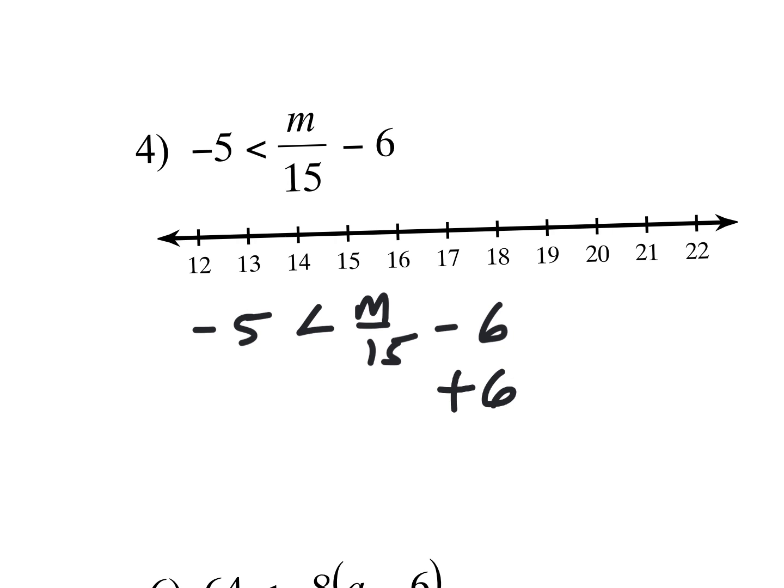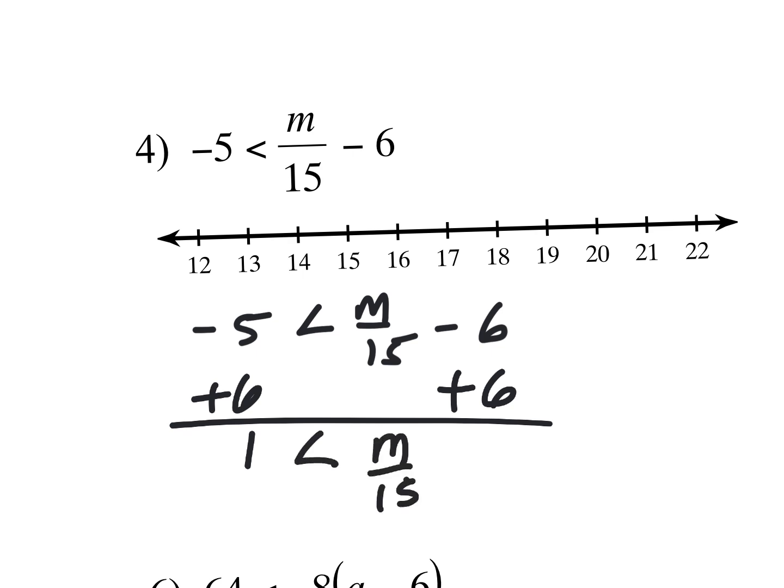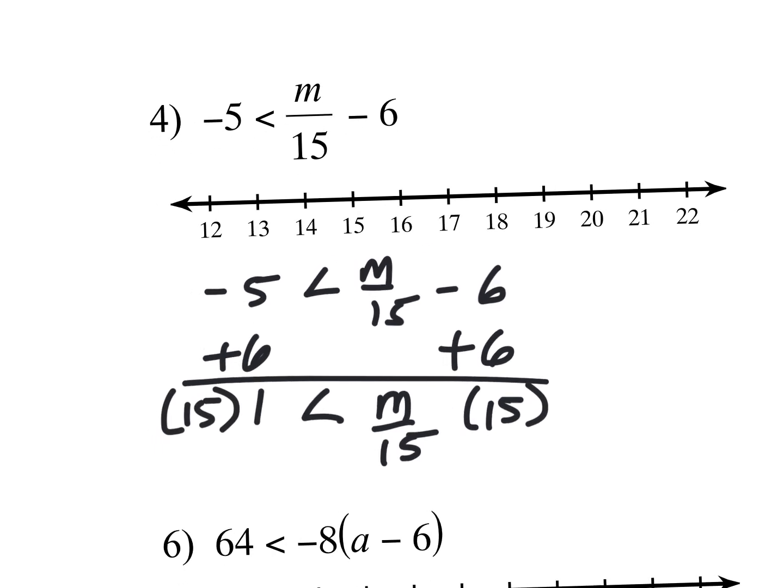So how do I get rid of a -6? Obviously with a +6 on either side. So that gives me 1. I'm going to bring down my symbol. Now I'm going to multiply both sides by 15. So we've got the solution of 15 is less than m. Do I need to flip it? Did I have to multiply or divide by any negatives?